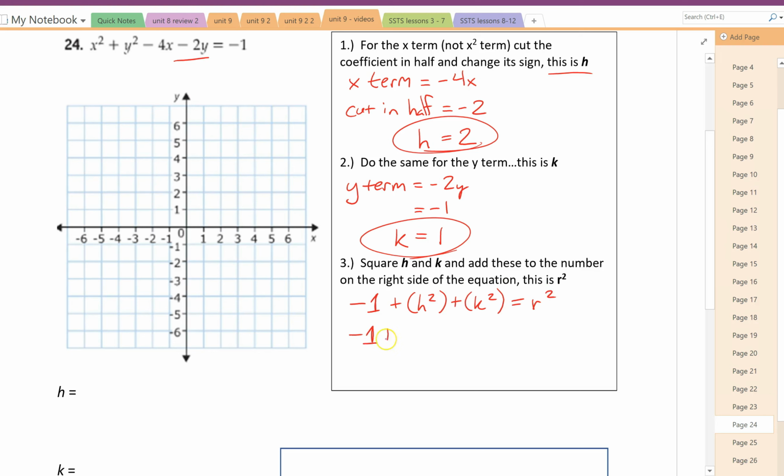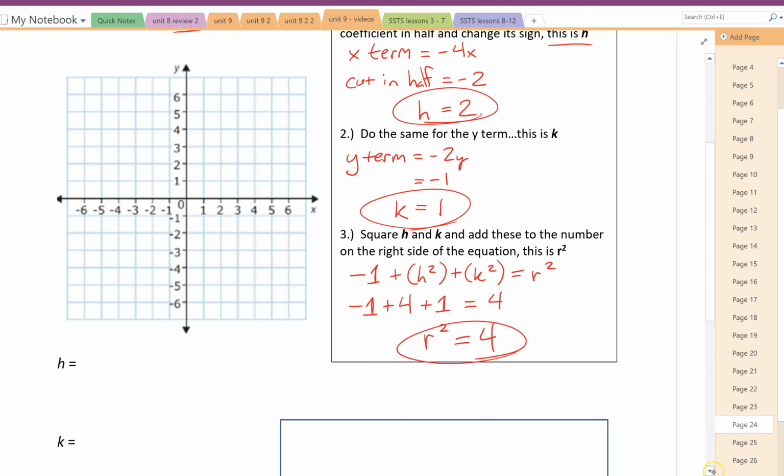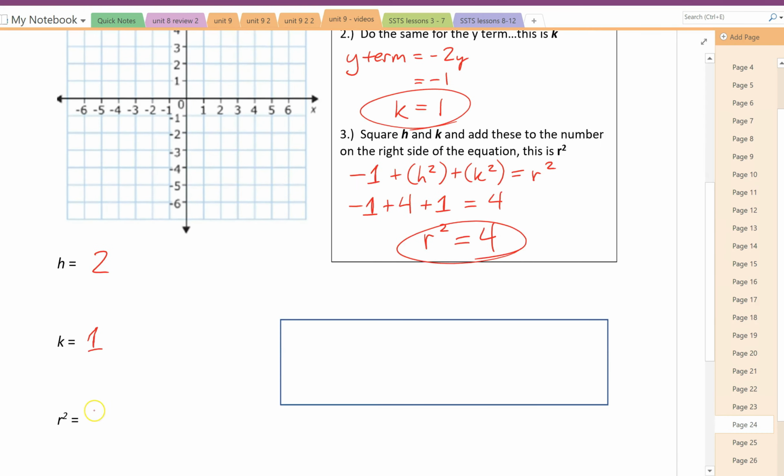So -1 plus, what is h? H is 2. 2 squared is 4. What is k? K is 1. 1 squared is just 1. So -1 plus 4 plus 1 is just 4. And so r squared is 4. Super fast, super easy. If I want to fill in my equation, again, h is 2, k is 1, r squared is 4.